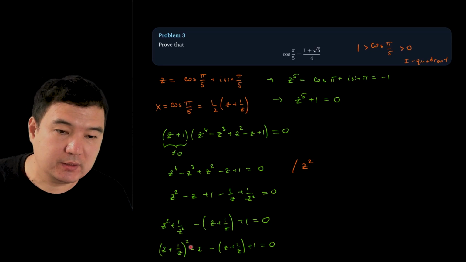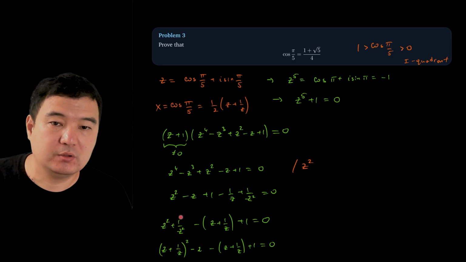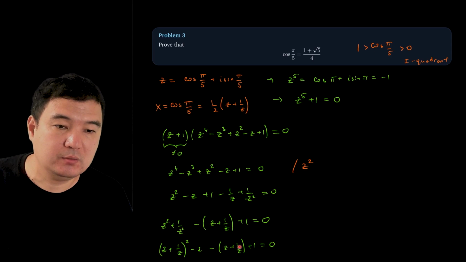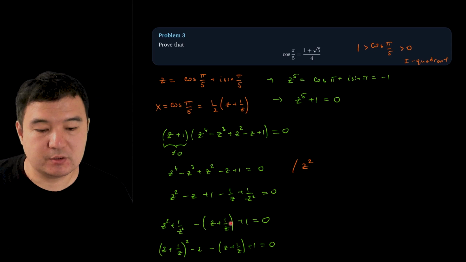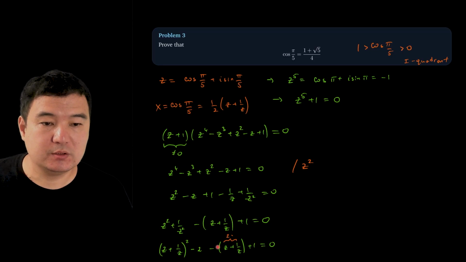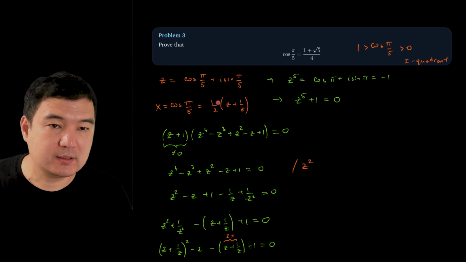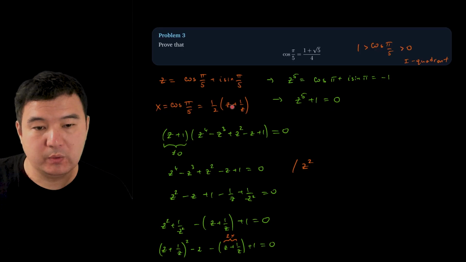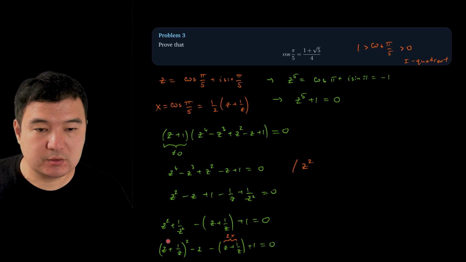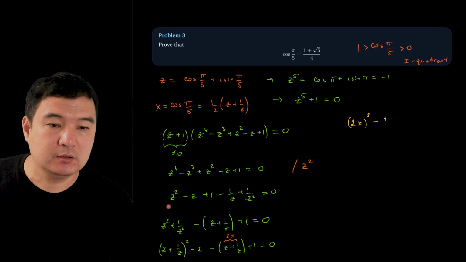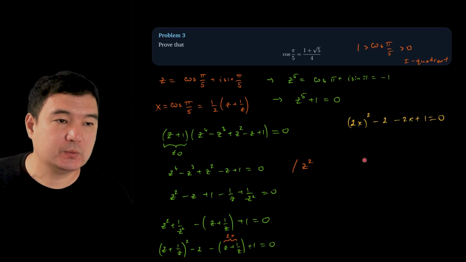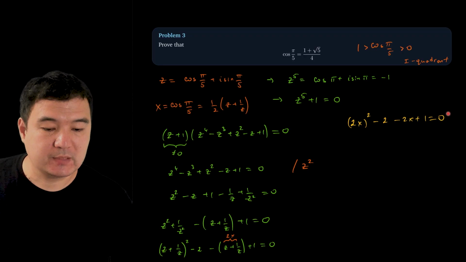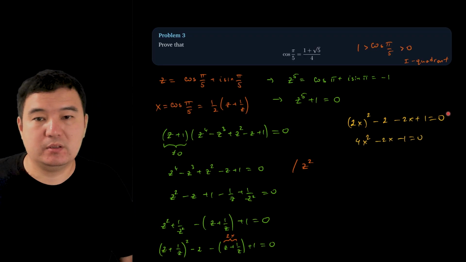So I can rewrite it as z plus 1 over z squared minus 2. If I open the parentheses and subtract 2, I get z squared plus 1 over z squared. Now you can see that z plus 1 over z is just 2x, because x is 1 over 2 times z plus 1 over z, so multiplied by 2, that's 2x. And this one is also 2x. So basically you have 2x squared minus 2 minus 2x plus 1. That's the equation. If you simplify it, it's just a quadratic equation.